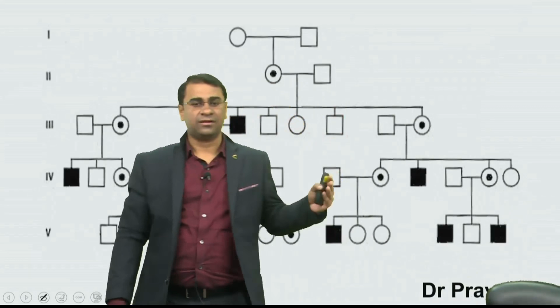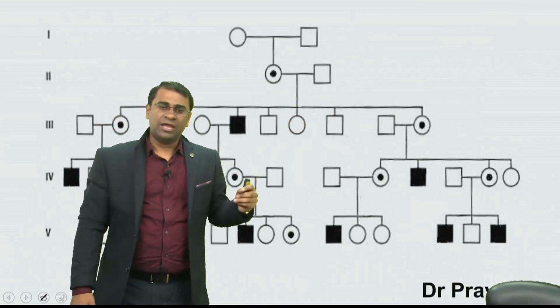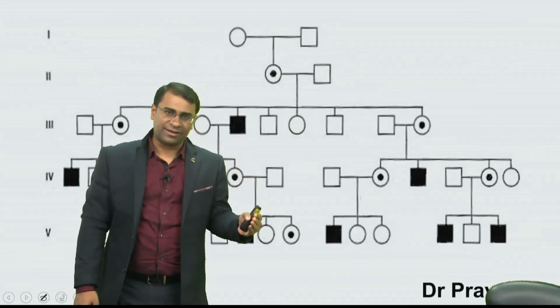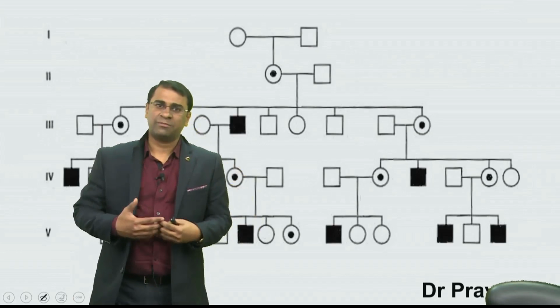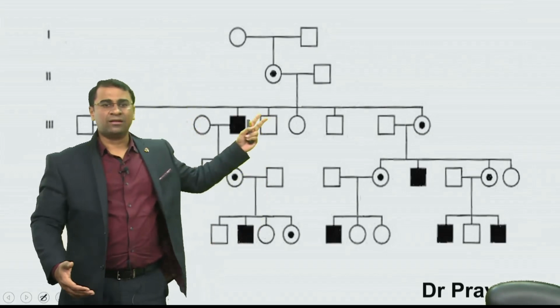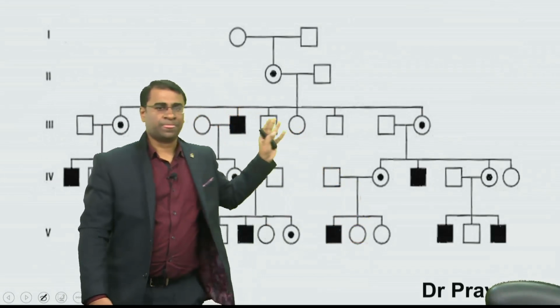See here. Look, this is a carrier state. First tell me, can you see a carrier state in a dominant condition? No, it's not possible because heterozygous will manifest. So the moment you see a carrier, rule out dominant. Okay?